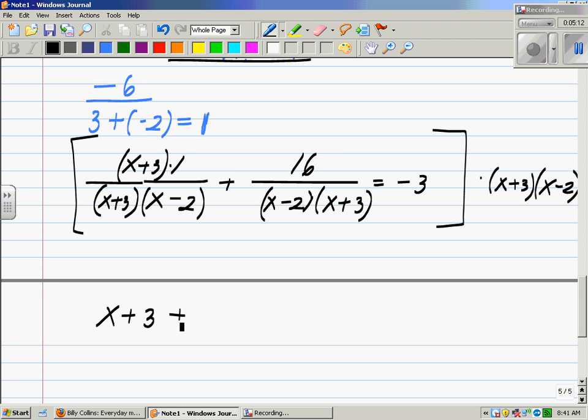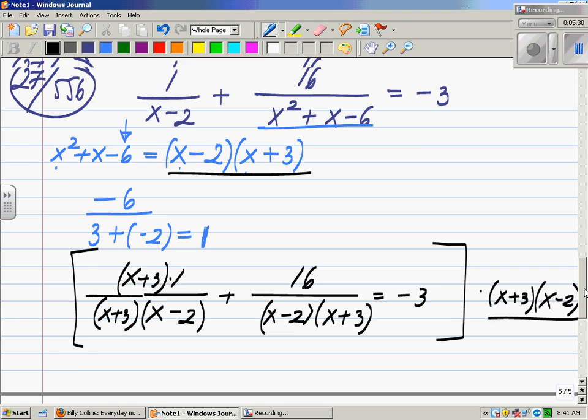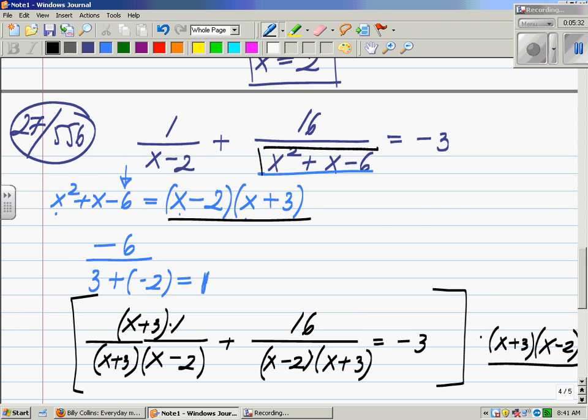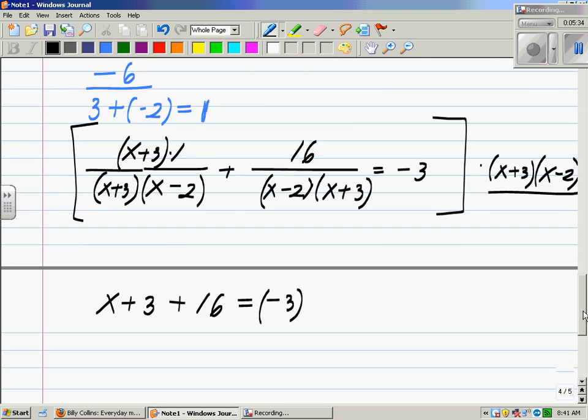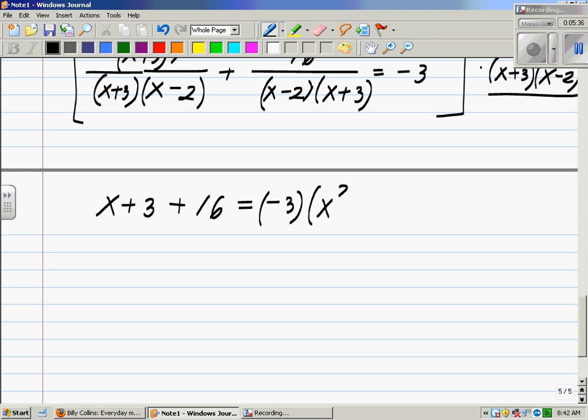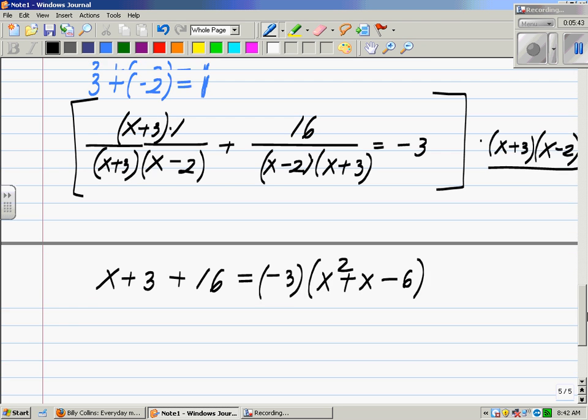Plus 16 over x minus 2 times x plus 3, multiplied by your common denominator, which is the same as its denominator, will be just 16. And that will equal negative 3 multiplied by that product. But that product now, I needed to have it in this form. So it'll be x squared plus x minus 6 times negative 3. Do you guys understand what I did up to this point?